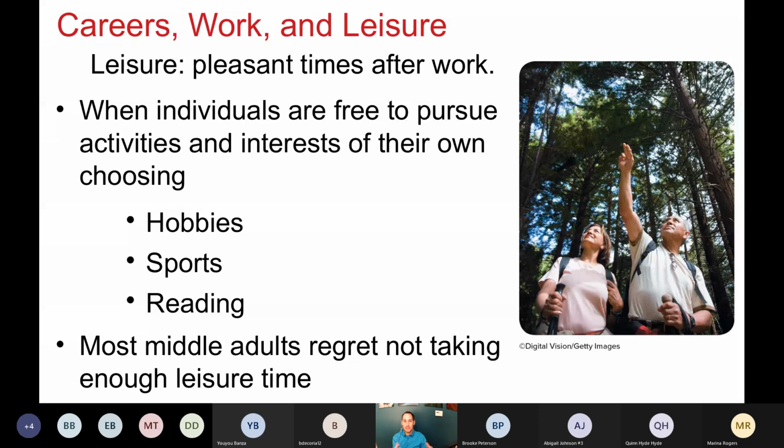So when they're asked, like in longitudinal studies or even in cross-sectional studies throughout middle adulthood, most of them are saying they wish, and this is also very US samples here, most of our samples that we talk about in the class come from the US, they regret not taking more leisure time as opposed to not spending more time at work.